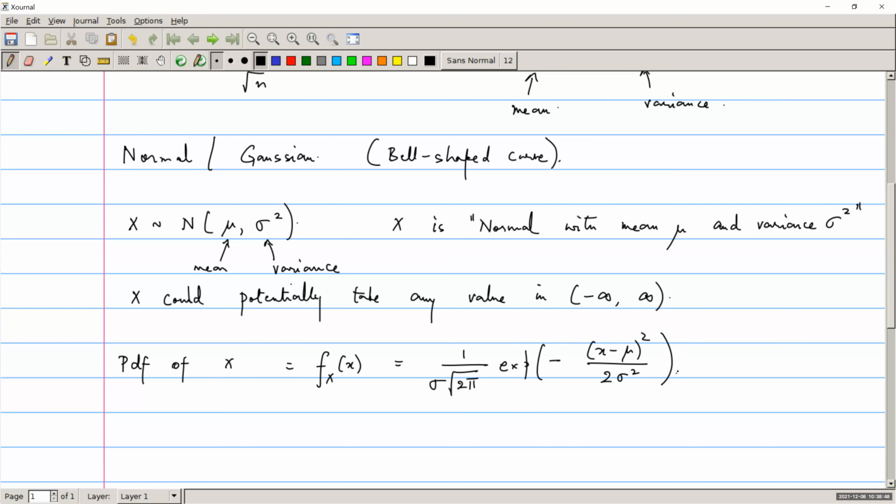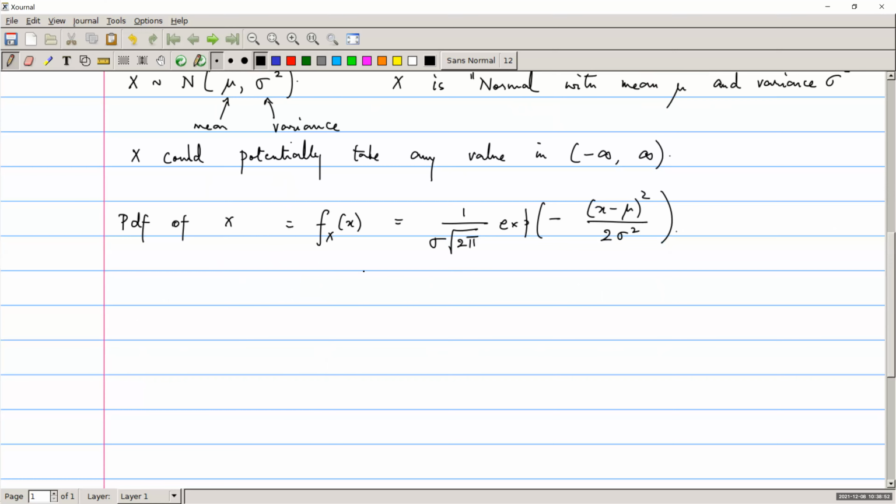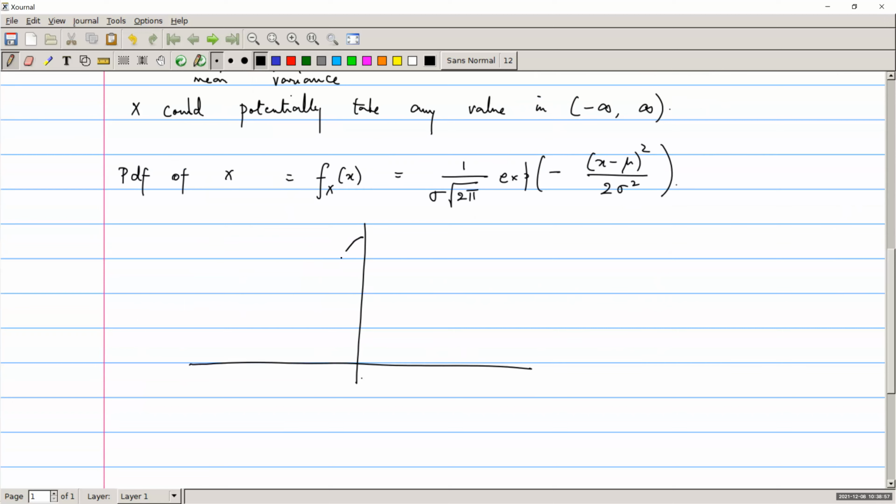Now, if you plot the PDF, it's like the curve that we saw the other day. It is centered on the mean, and the width of this curve, how squished or how expanded it is, depends upon the variance. So this is the Gaussian, and this happens to be the limit of most of these scaled averages.